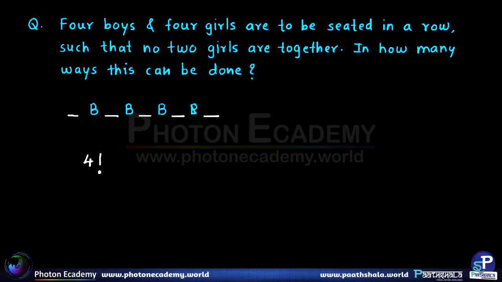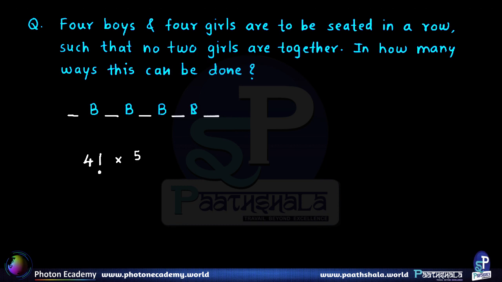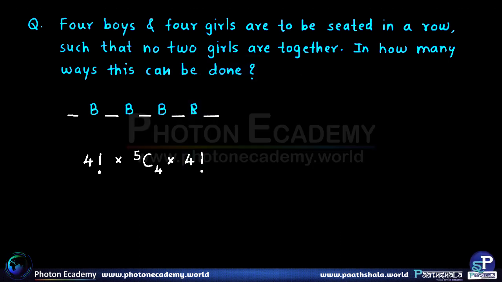Now therefore we have to first select the 4 places out of these 5 places. So that can be done in 5C4 ways. So these are the ways of selecting any 4 places out of the 5 places. Now having done that, the 4 girls can permute within themselves in 4 factorial ways. So therefore this is the total number.